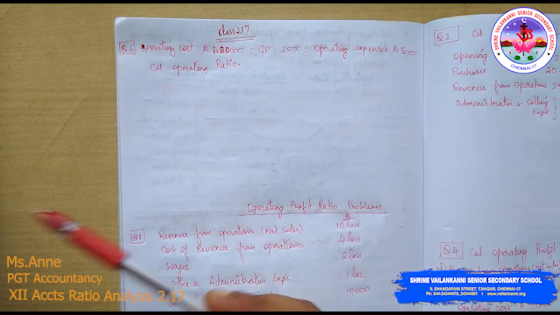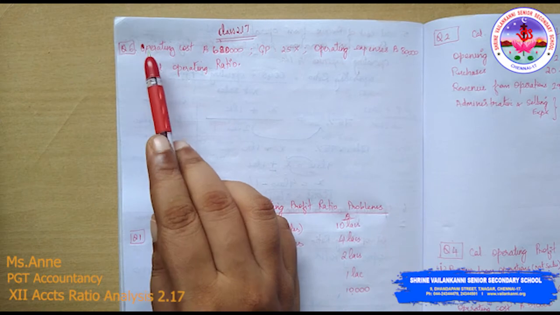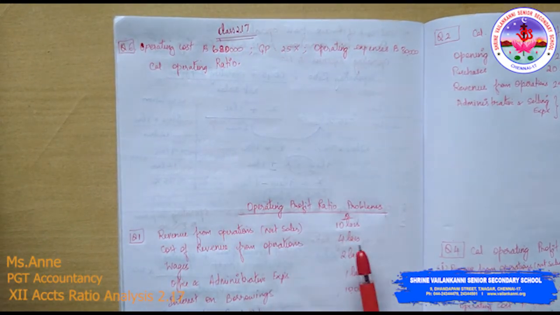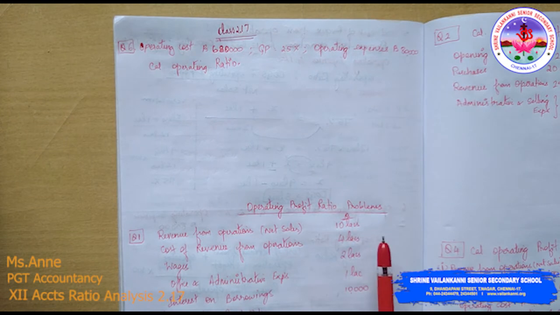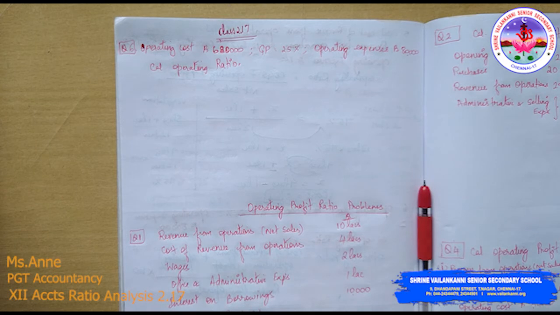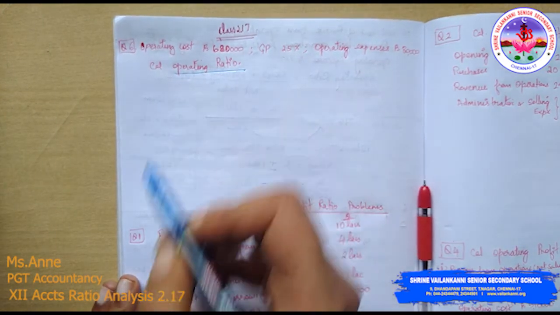So let's get started. What is the question? Operating cost is 6,80,000. Gross profit is 25%. Operating expenses is 80,000. Then calculate operating ratio. This is asked.